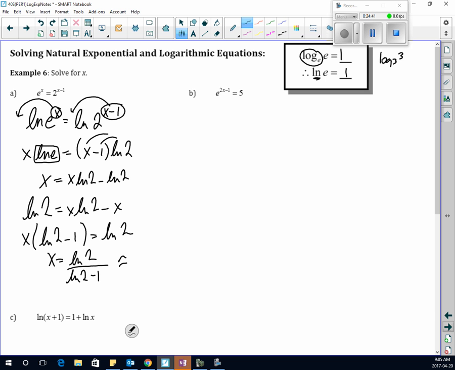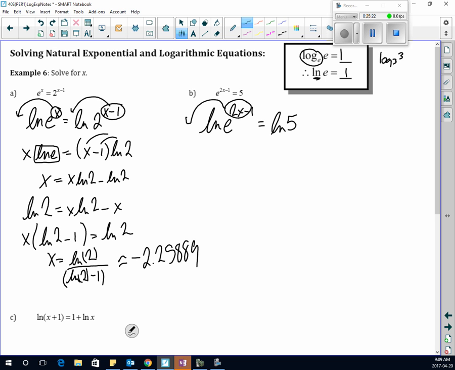Did everybody find their ln key on their calculator? It's just below the log button. No, you're not going to do second log. You're going to press the ln. Yeah, it can be negative. Negative 2.25889. Beautiful. So, ln of e to the power 2x minus 1 equals ln 5.